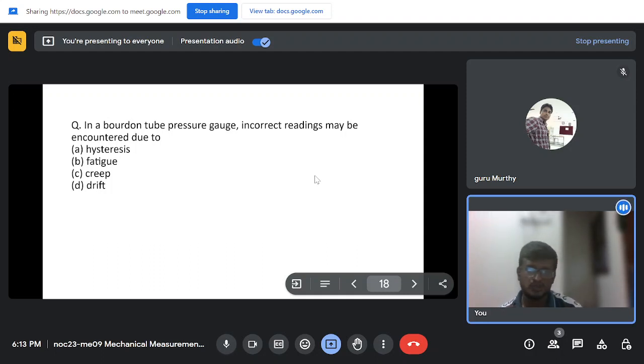So this tube gives you incorrect readings when encountering A, hysteresis, B, fatigue, C, creep, D, drift. In this case, the Bourdon tube will give you an incorrect reading when it's coming across creep. Creep is when you have a specimen, with respect to time, at some temperature. When it's exposed to it for a long time, creep phenomena comes in. That will cause the Bourdon tube pressure gauge to give you incorrect readings. So the answer is option C.